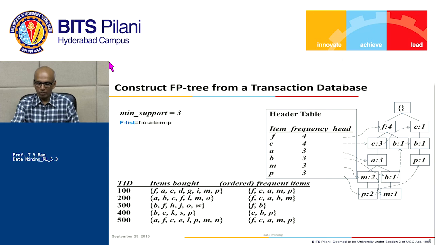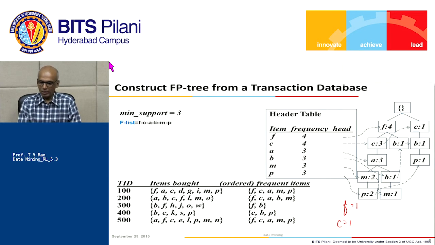So F, we are going to create a node for F, and what will be the support for F at this point? So what we say is that it has got a support of 1. And then we create another node for C that also got a support of 1. And then we create another node A under that with the support of 1. And under that M again with 1, and then P again with 1. Then we look at the next transaction.